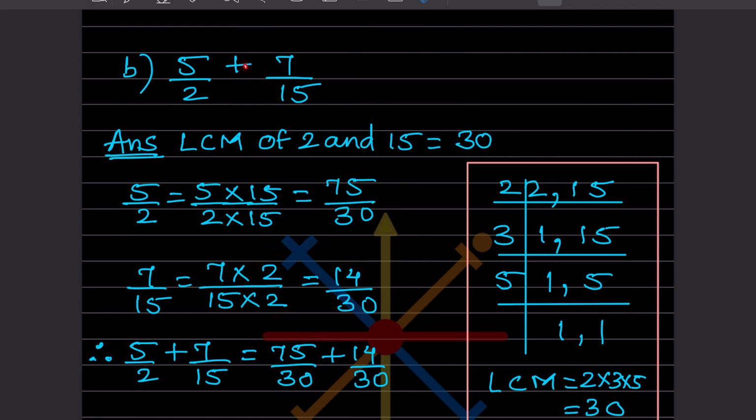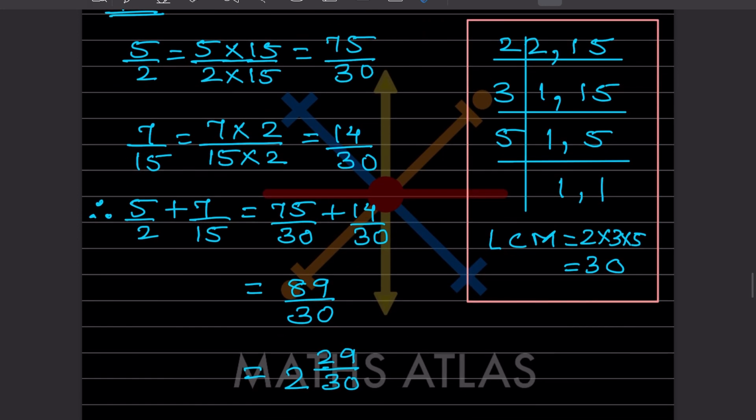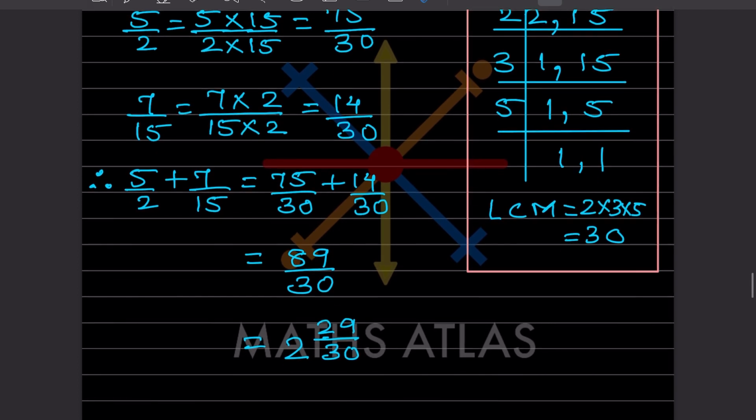Now since it is adding, these 2 are going to get added. What did you get for that one? 75 by 30 and 14 by 30. You are going to add them. Now you can see the denominators are the same. So you write it once, and you add the numerators: 75 plus 14, which is 89. Now look here, 89 by 30. 89 by 30 is improper because the numerator is bigger.